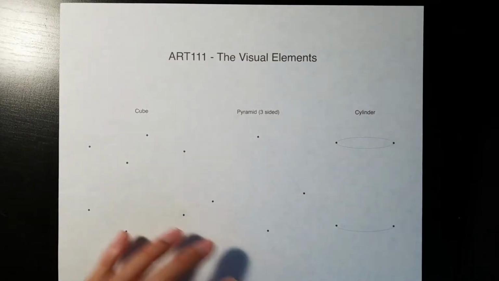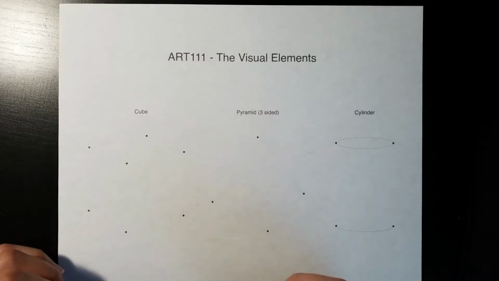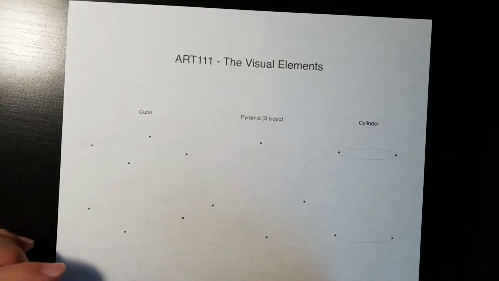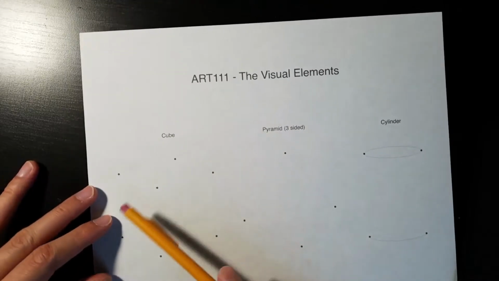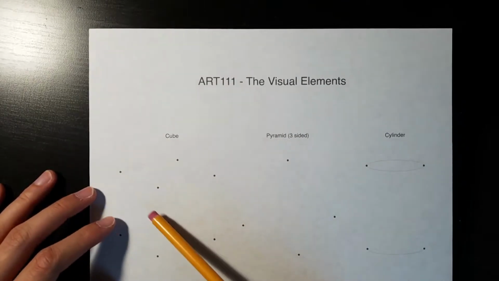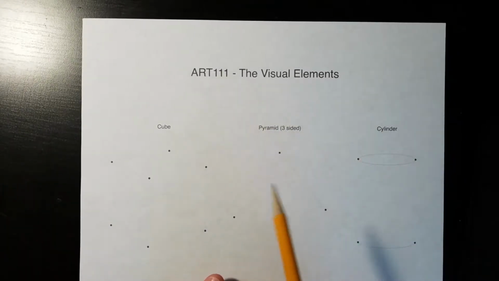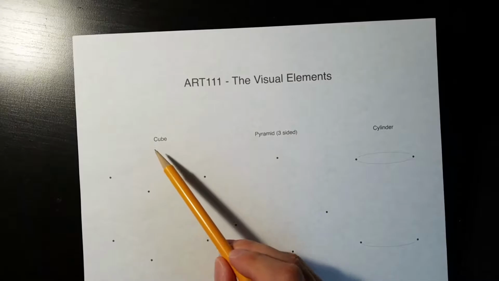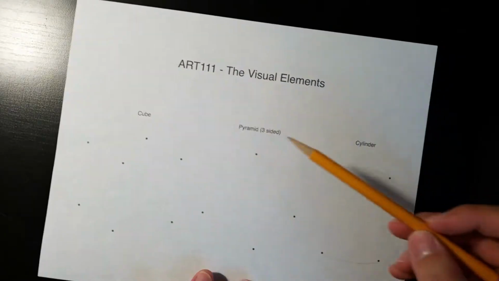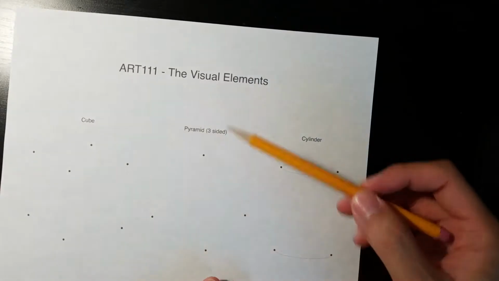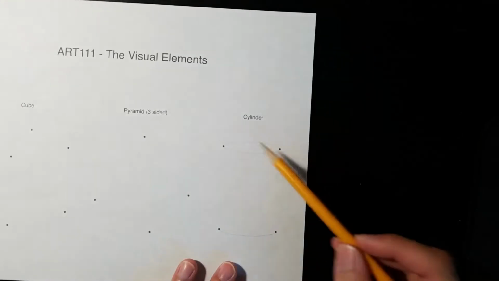This is designed to let you know how points can be used to enclose a shape, and also how lines can form shapes as well. If you take a look, there are little dots here and there, and it says cube. The main point of this exercise is to finish connecting the lines and create a cube using these dots right here. The next one is a three-sided pyramid, so you have to connect the lines and create a three-sided pyramid here, and a cylinder here as well.